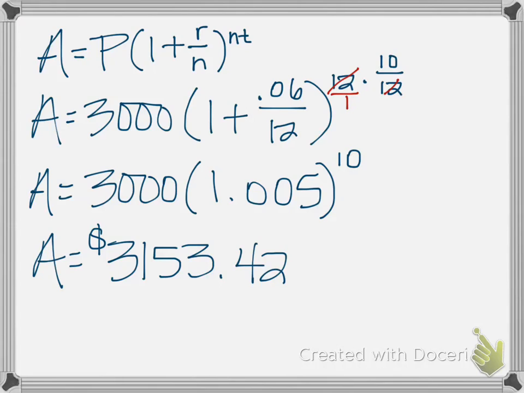So order of operations is critical here. You want to make sure that you take the 1.005 to the 10th power, then multiply by 3,000. If you do the multiplication first, then the exponent, you will get the wrong answer.